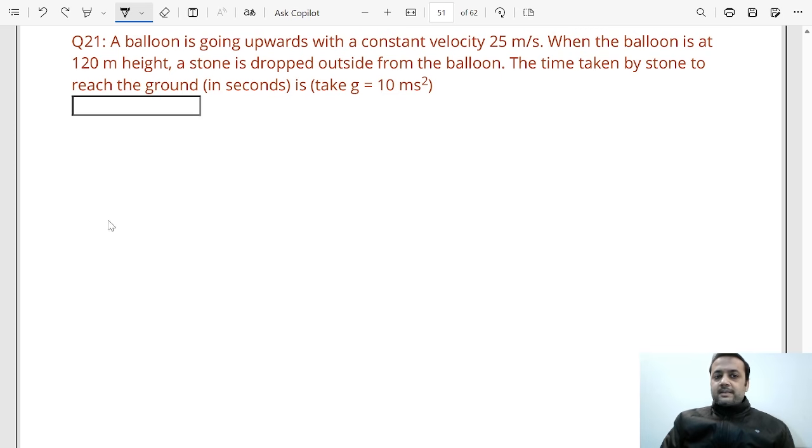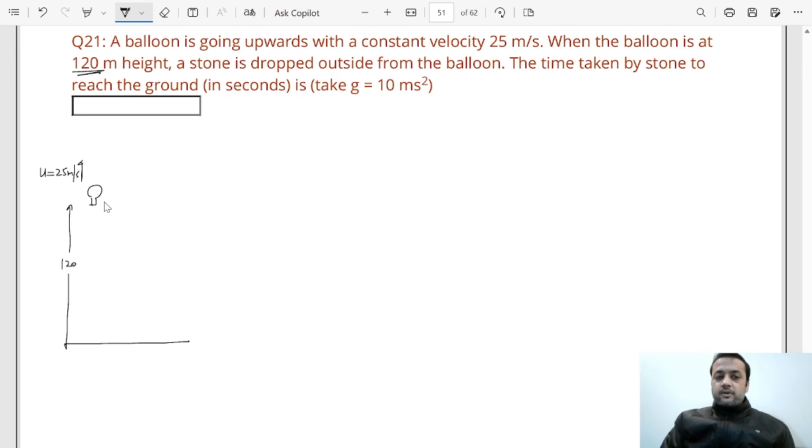So basically here, let's say there's a balloon, and this is the ground, let's imagine. At a particular moment when the balloon was over here, this height was given as 120 meter. This balloon is constantly moving up at a speed of 25 meter per second. So the velocity of the balloon is u equals 25 meter per second.